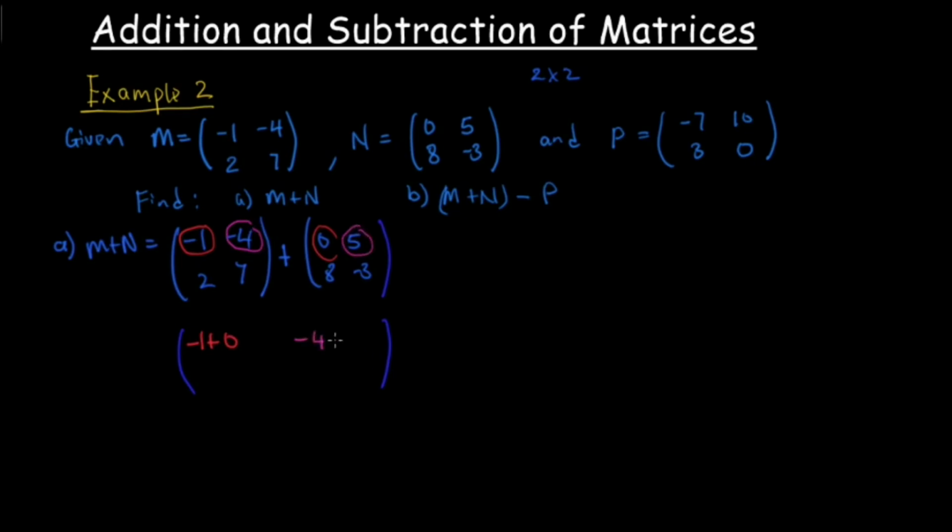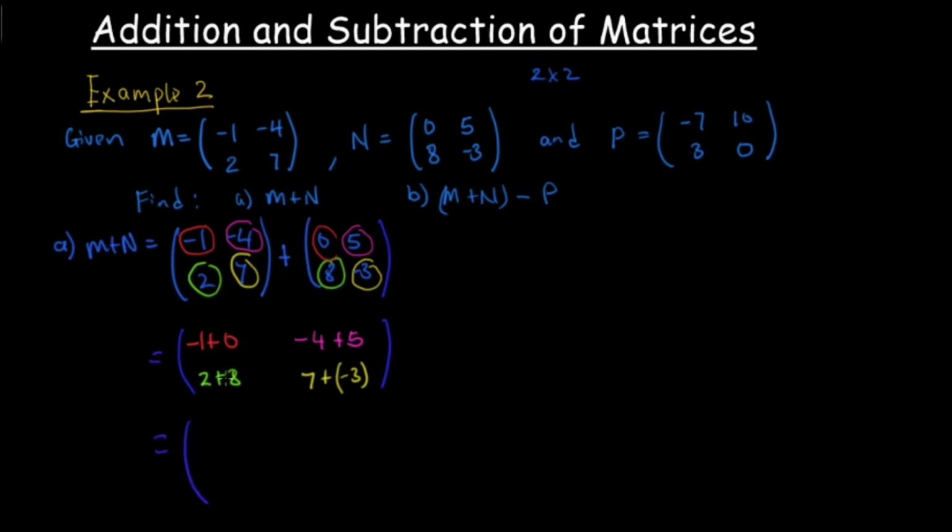So -4 plus +5. +2 would correspond with +8. So 2 plus 8. The last one is 7 plus -3. So +7 plus (-3). I will put a bracket here so that we do not get confused. So let's go ahead and simplify.